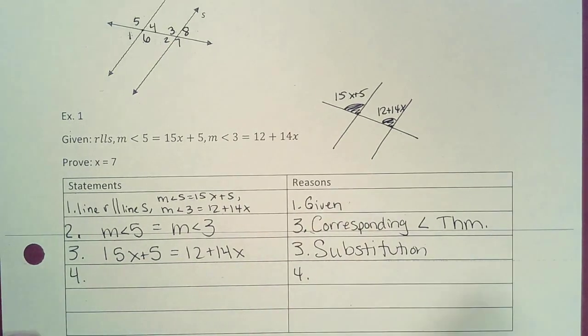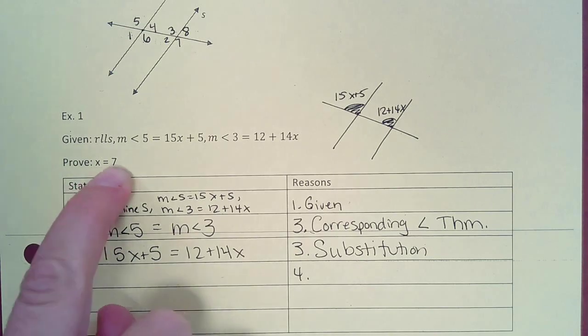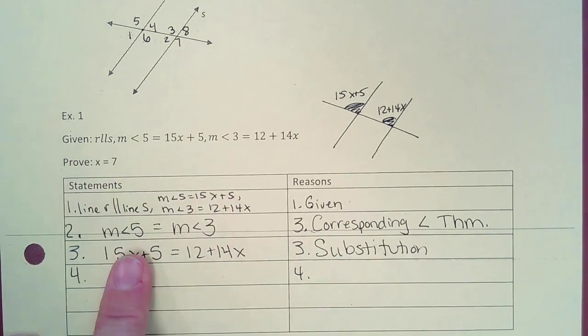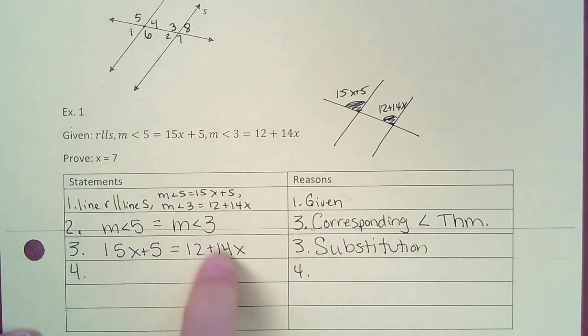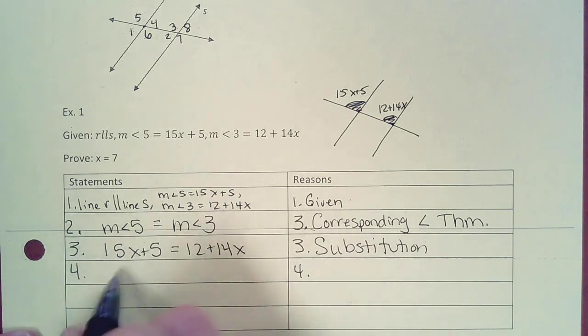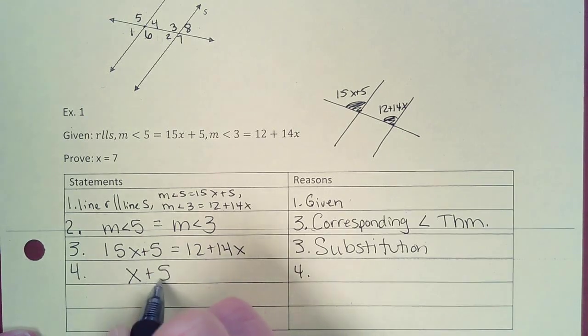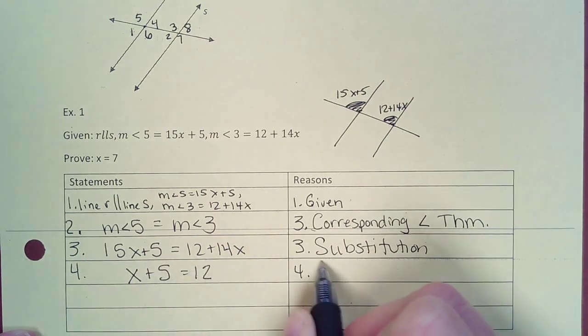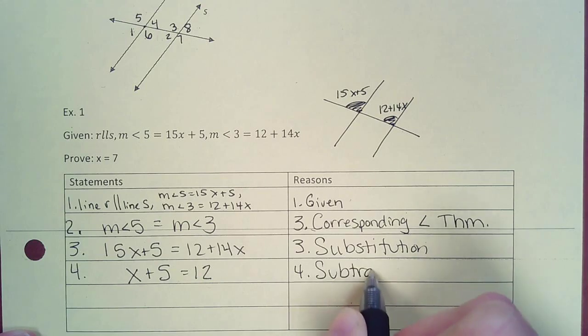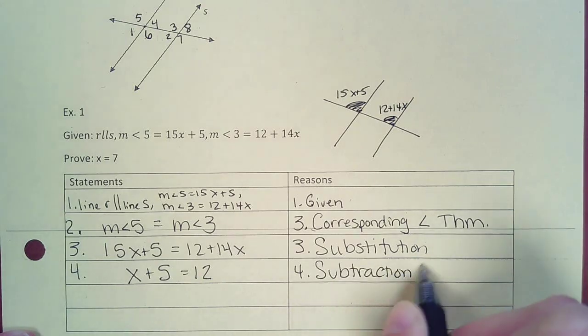Let's look again at what we're trying to prove. We're trying to prove that x equals 7. So I want my x to be on the left side, so I need to subtract 14x on both sides. So 15 minus 14 is x. Drop down plus 5 equals 12. Subtraction, POE.